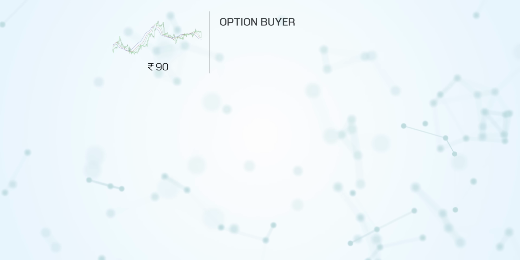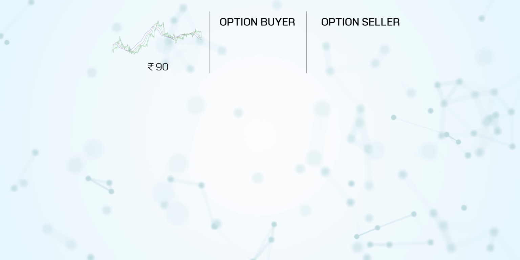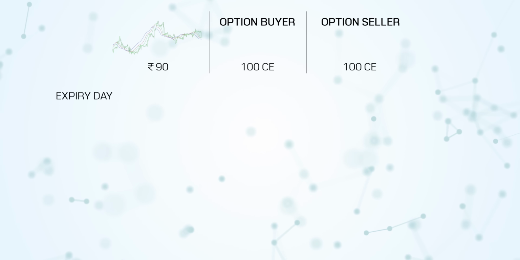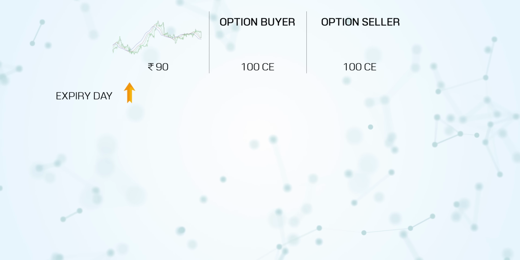But when it comes to stocks, it is totally different. Let us say there is a stock trading around 90 rupees. You feel that the stock will go above 100 and you buy a 100 rupees call option. Let us say on the day of expiry, the price goes to 110 rupees.